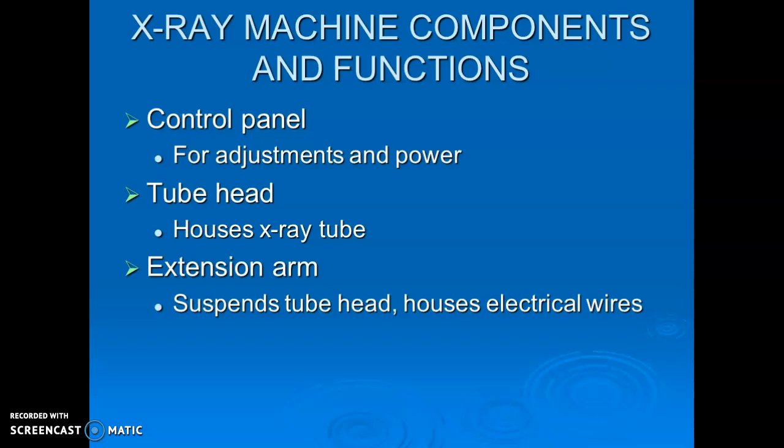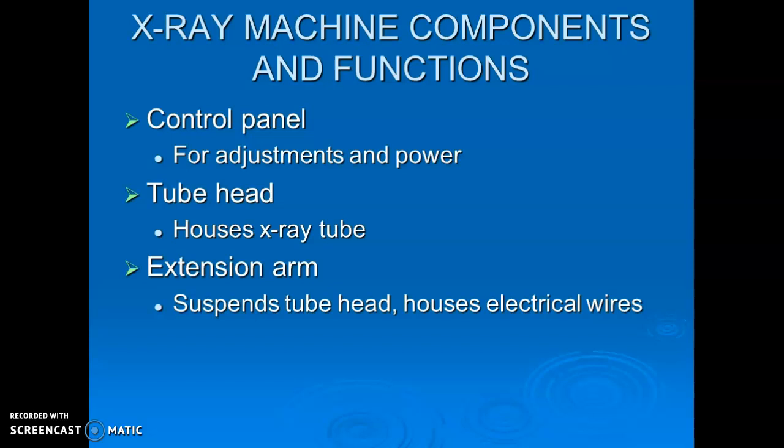Okay, the X-ray machine components and their functions. By this point you've seen them in lab, so you're familiar with the different parts and what they look like, but just to make it official and give you their purpose: you have the control panel, and that's what has your power settings, your knobs and buttons for adjusting between a child or adult, or depending on the image that you're going to take, you can adjust the time settings and all those. All of those adjustments are made on the control panel, as well as the power switch.